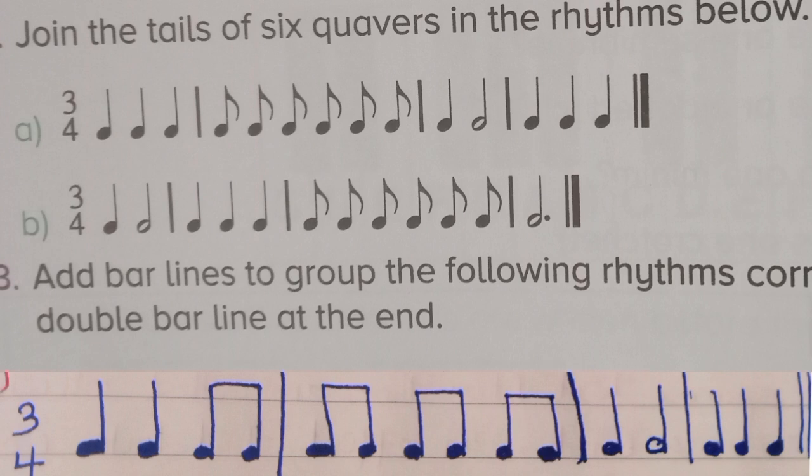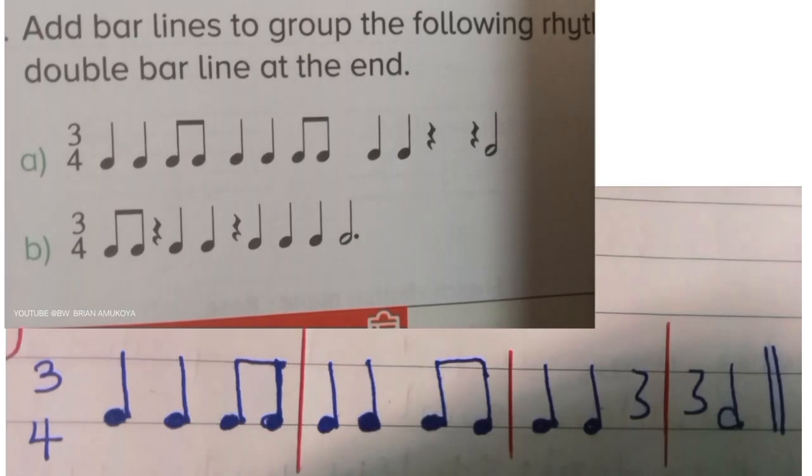Now, let's go to question number 3. In question number 3, we have been told to add bar lines to group the following rhythm correctly. Remember to put a double bar line at the end. So at the end of every piece of music, you are supposed to put a double bar line to show that that rhythm or that music is complete. When you don't put the double bar line, it means that that piece of music is incomplete. So make sure you put the double bar line so that the music is complete.